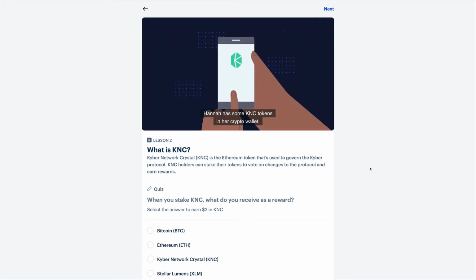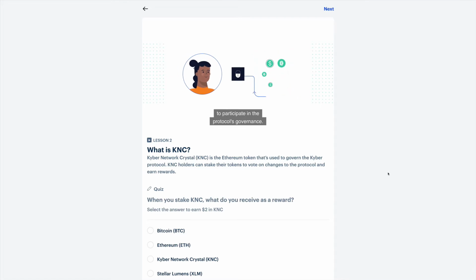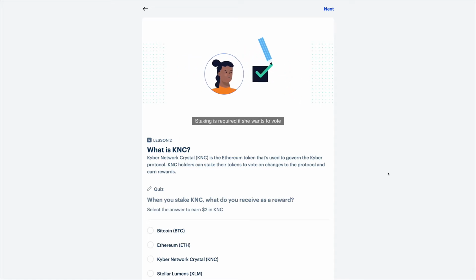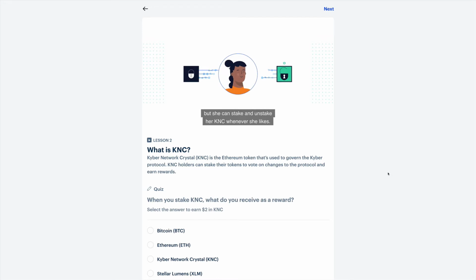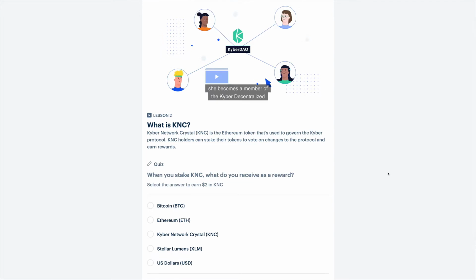Hannah has some KNC tokens in her crypto wallet. To vote, she visits kyber.org. Next, she follows the instructions on kyber.org to stake her KNC. Staking is the process of locking up funds to participate in the protocol's governance. Staking is required if she wants to vote, but she can stake and unstake her KNC whenever she likes. After Hannah stakes her KNC, she becomes a member of the Kyber Decentralized Autonomous Organization, or Kyber DAO.